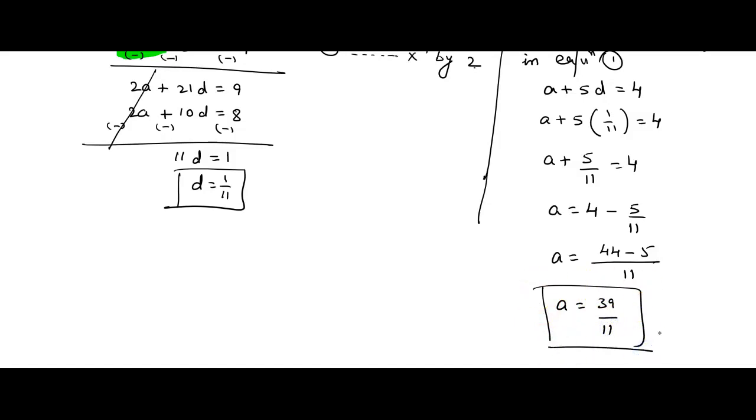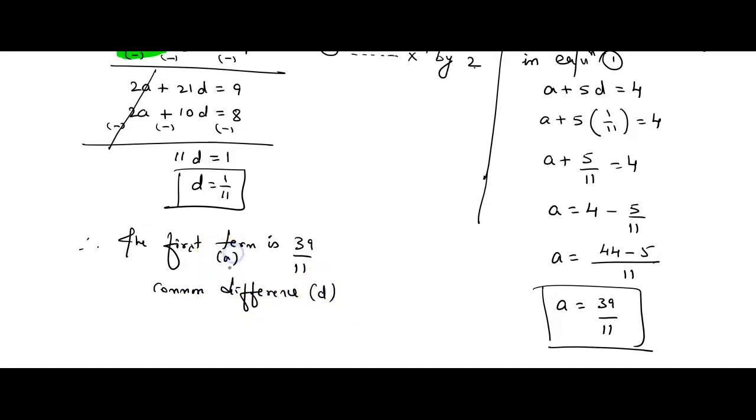So we got the first term. So what is the value of the first term? 39 by 11. So we can write here, therefore the first term is 39 by 11. Then the common difference is nothing but d. The first term is nothing but a. The common difference is 1 by 11. Is this clear? I hope you all have understood this class and the concept clearly that we have explained.